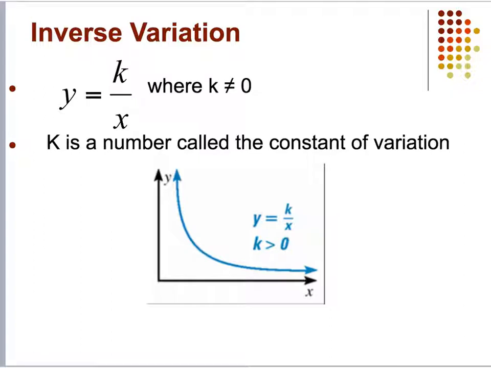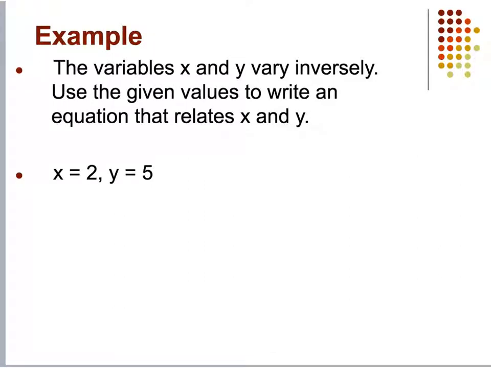Inverse variation is the inverse of direct variation. It's y equals k over x, where k is not equal to 0. K is still the number called the constant of variation. You may also see this as xy equals k. That's simply if you multiply both sides by x, the x's will cancel out on the right and it becomes that equation.